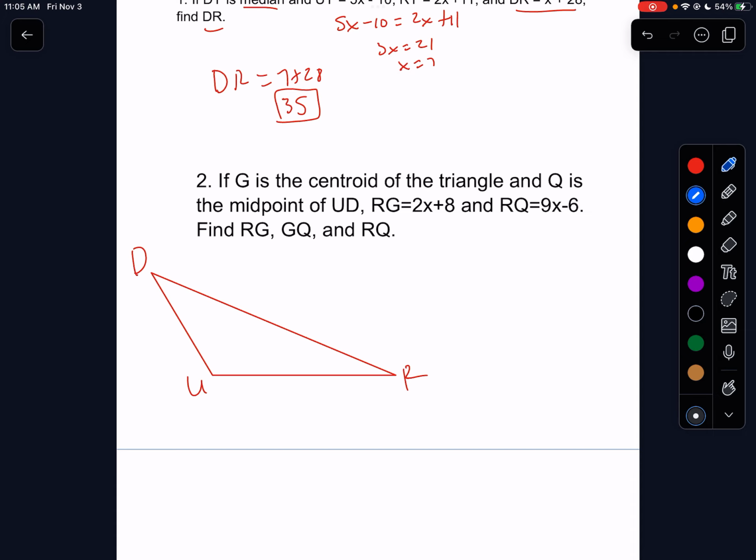And Q is the midpoint of UD. So here's Q, it's the midpoint of UD. We got it. So if Q is the midpoint of UD, that means that's a median, right? So we got a median. So the centroid is going to be somewhere on there. I don't know where to put it. It doesn't really matter. I'm going to put the centroid right there.